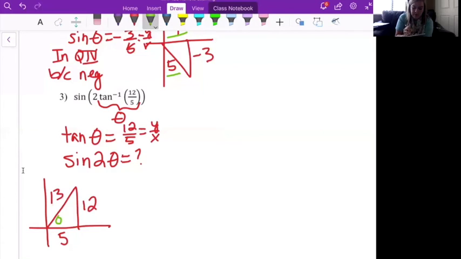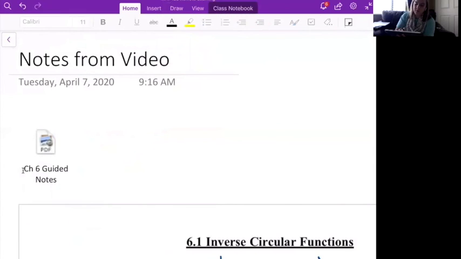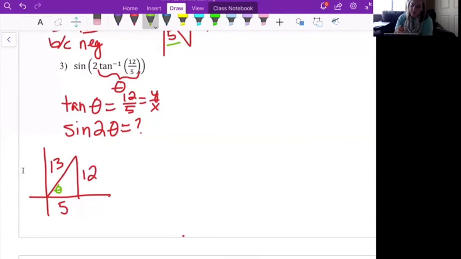So this is our triangle for theta, but we want sine of 2 theta. And so this is where we use our formula sheet. We're going to be using our double angle formula for sine. And so this shows me that sine of 2 theta is equal to 2 sine theta cosine theta. And so again, this is using the formula sheet.